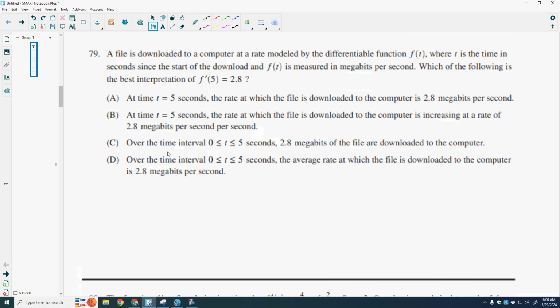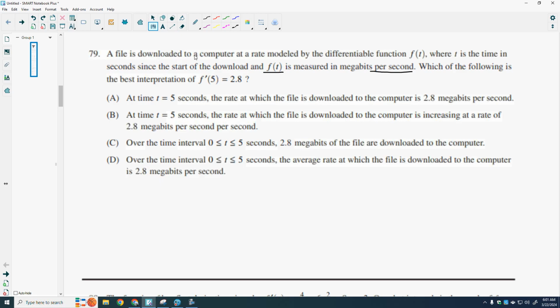A file is downloaded to a computer at a rate modeled by the differentiable function f of t. T is in time since the download started. And f of t is measured in megabytes per second. That's important. Megabytes per second. F is already a rate of change.